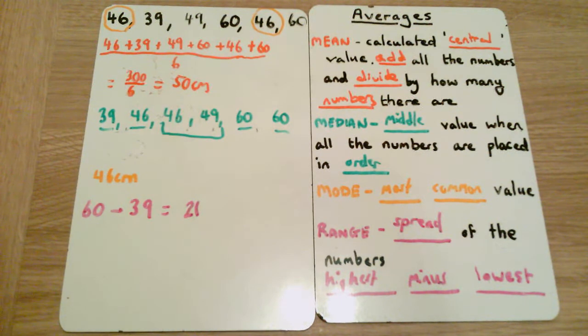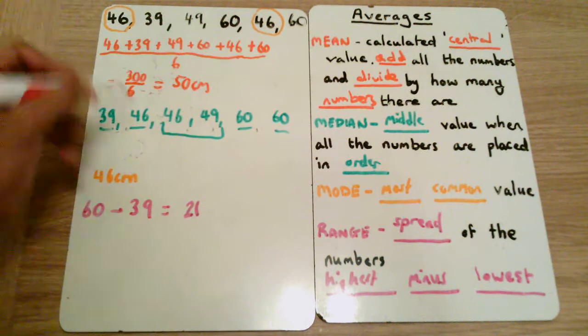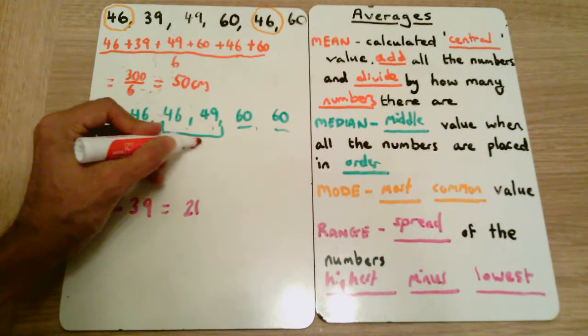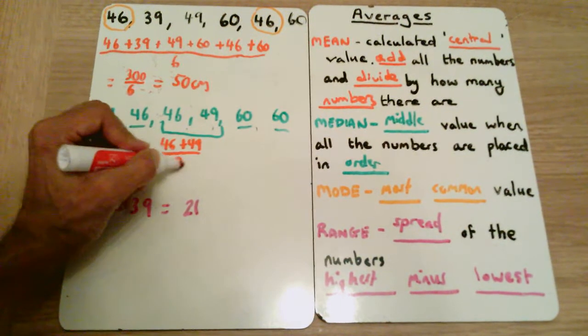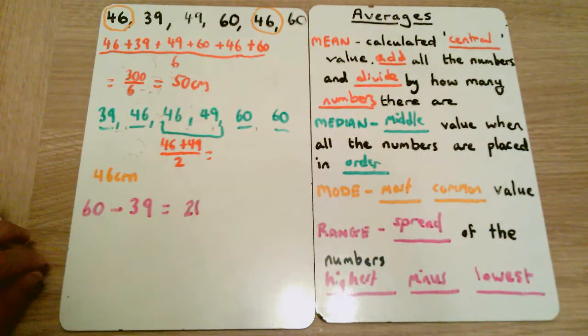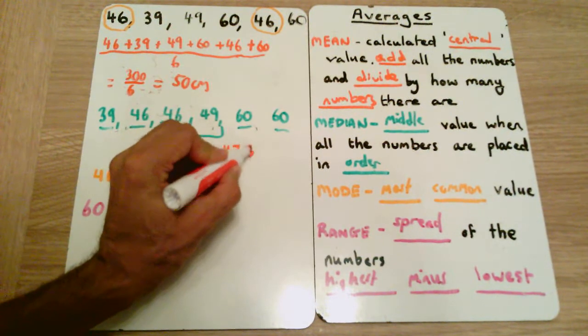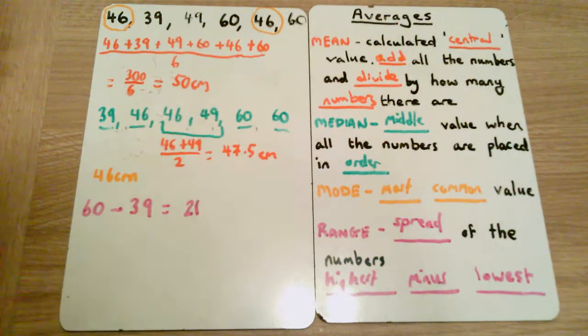That's halfway between 46 and 49. Well, one way of doing these things is actually to find the mean of these numbers, i.e. find the average. If you work out 46 plus 49 and divide by 2, you get an answer of 47.5 centimeters. And now that is our median. It's halfway between 46 and 49.